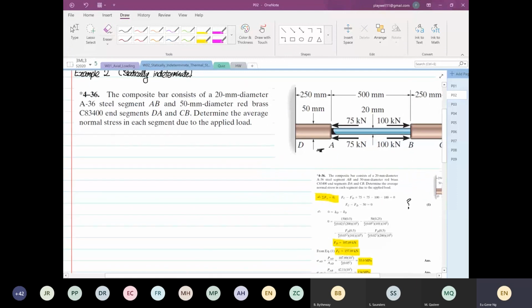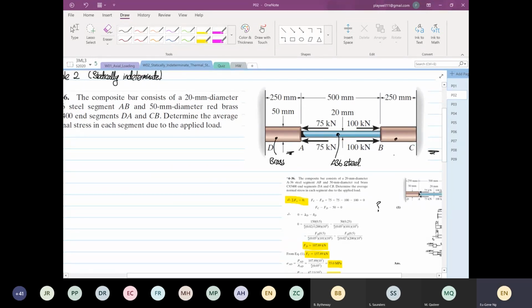So the composite bar of 20 millimeters is made of A 36 steel. So this over here is A 36 steel. And the 50 millimeters diameter is made of red brass. So this section over here is made of brass, and this section over here is also made of brass.